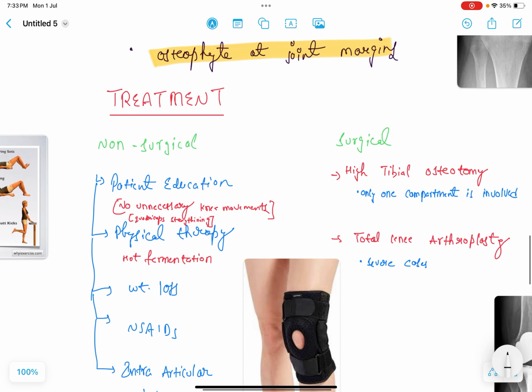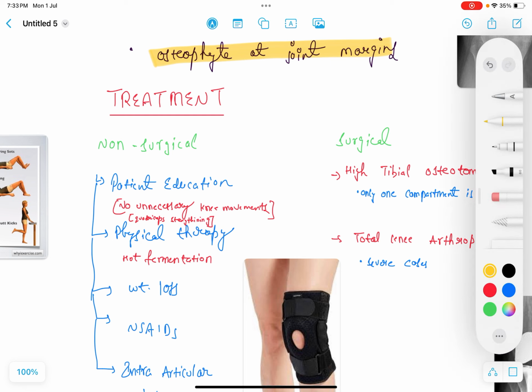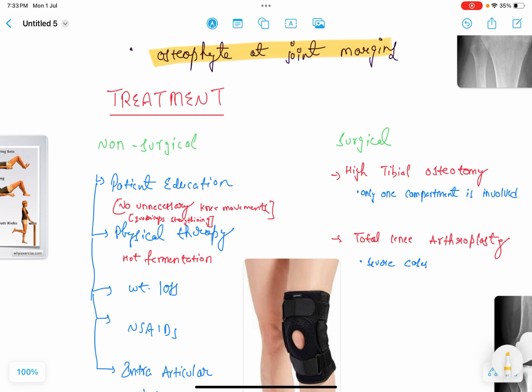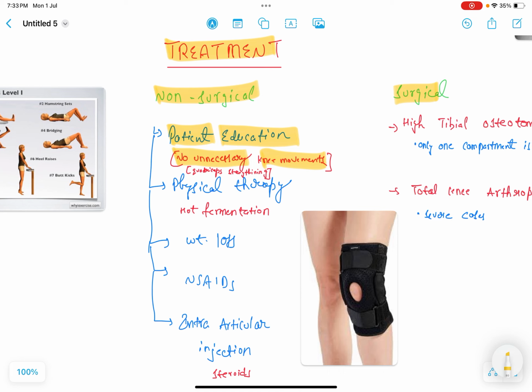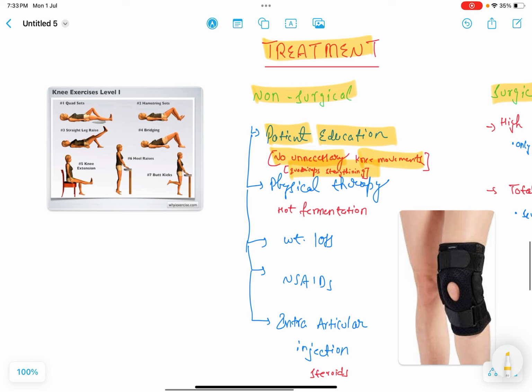Next comes the treatment. In treatment we have surgical and non-surgical treatment. In this, first we have to educate the patient that the patient should not do unnecessary knee movement, and he should practice quadriceps strengthening exercises. Quadriceps are the thigh muscles, anterior thigh muscles, so you have to perform some exercises as shown in this figure.